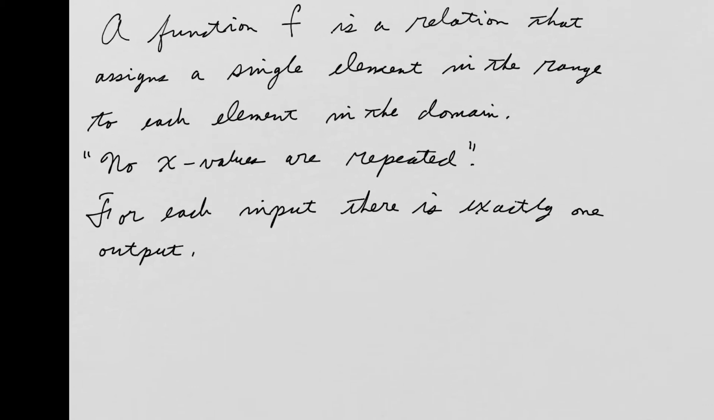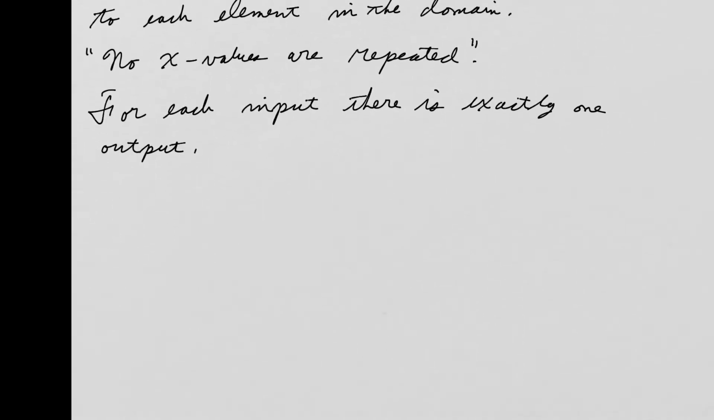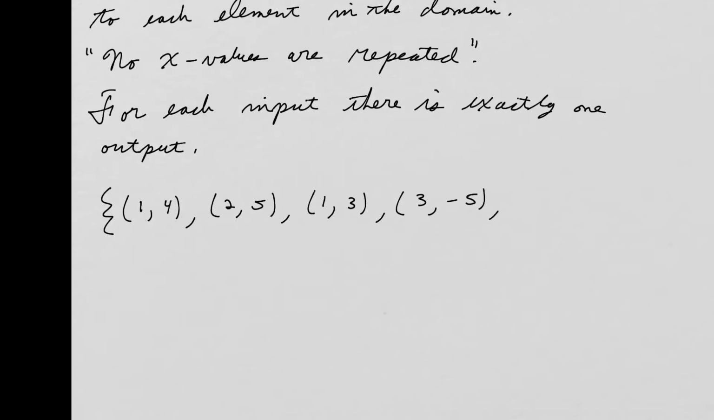So one simple example would be the following. Let's say I have a set of ordered pairs: 1, 4; 2, 5; 1, 3; 3, negative 5. I'll do one more, 4, 0. Okay, so this is a relation, because any set of ordered pairs is a relation. But this is not a function.